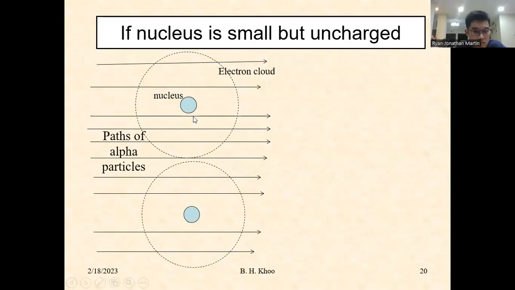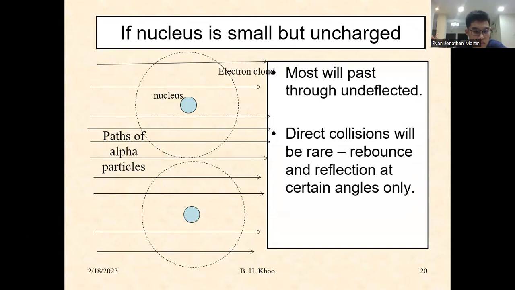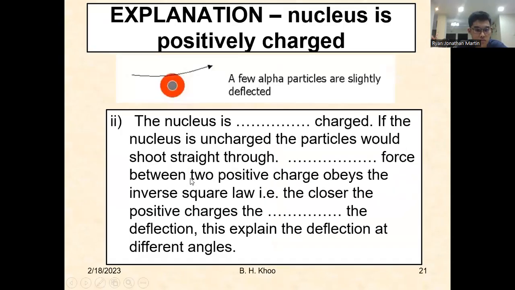Okay, so we can see the path there. These are the different paths. Most pass through undeflected. Direct collision will be rare. That's why we see some deflected backwards there. Direct collision will be deflected backwards. If it's at an angle, then it's deflected at an angle. Others will be quite near the nucleus. A few alpha particles are slightly deflected.